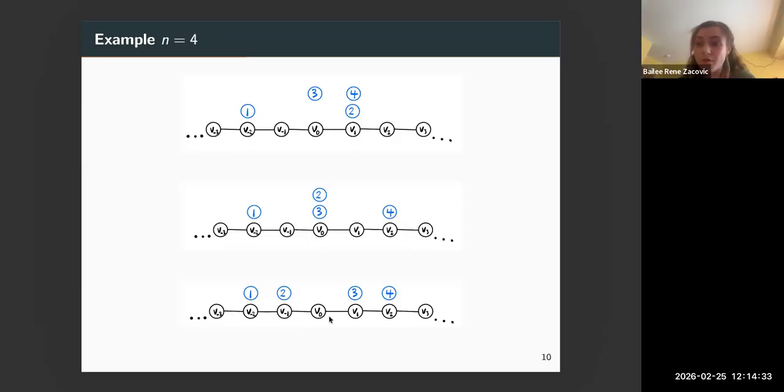Oh, okay. So it's always going to be 1 through m, then v naught, the space, and then m plus 1 through 2m. Exactly. That's exactly it. Cool.